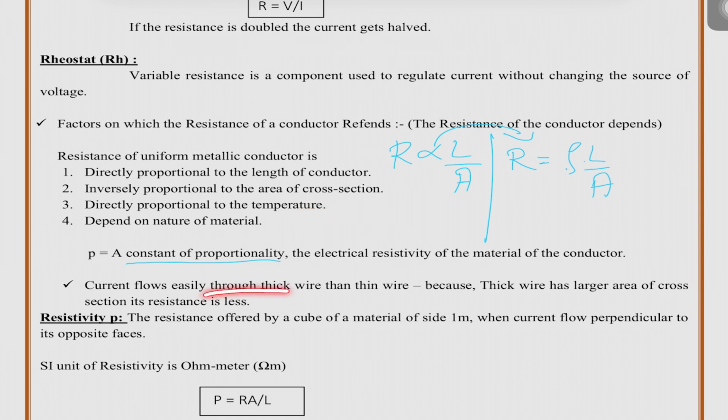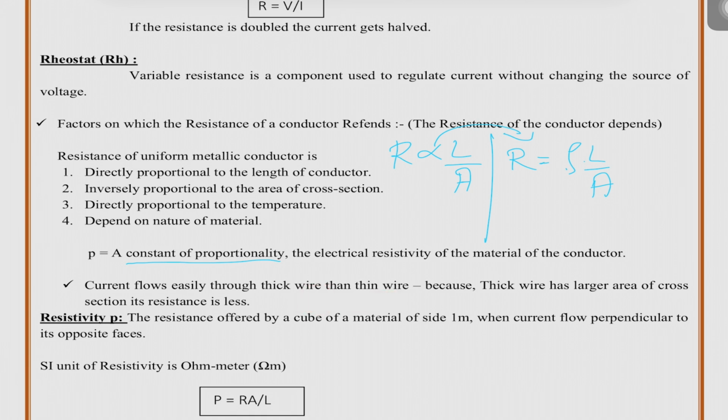A current flows easily through a thick wire than a thin wire. What is the reason? So it is an expected question. Thick wire will have area of cross section more, whereas in a thin wire, area of cross section will be less. So if area of cross section is more, resistance will be less. As a result, current can easily flow through a thick wire. Thick wire has larger area of cross section, hence resistance is less and flow of current is easier.